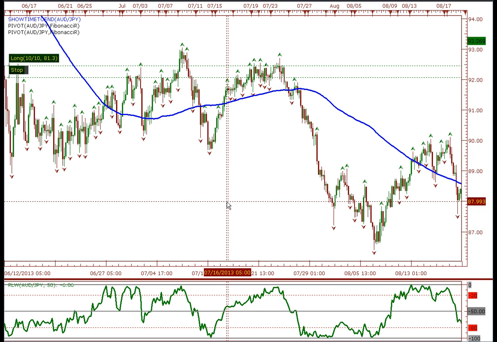All right, so Williams percent R with the 100 period moving average set at 4-hour time frame. All right, traders, hopefully this is helping you guys. If you have any questions, just let me know. Try this out on your demo account and see how you like it.